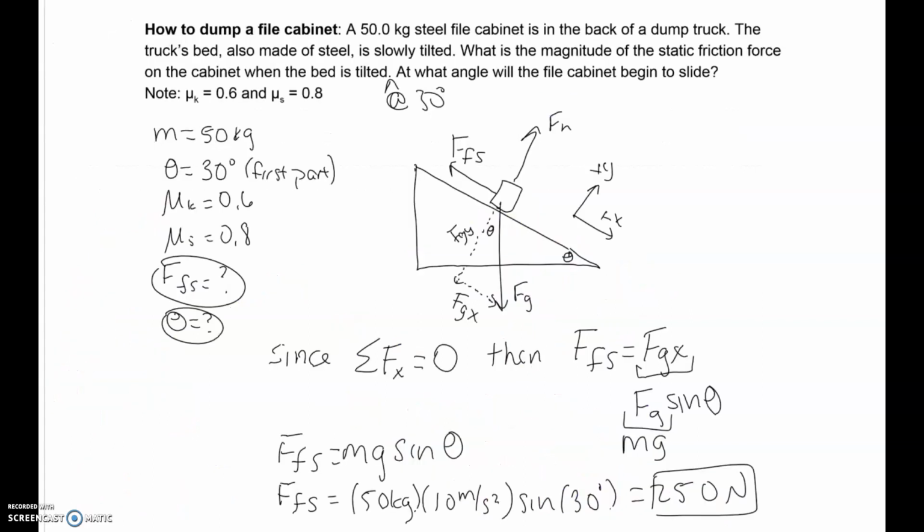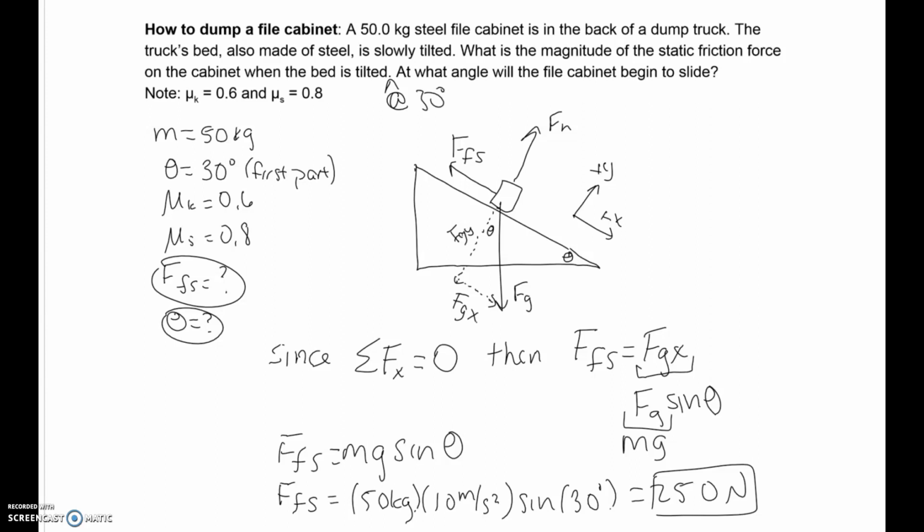Alright, so this next problem, I'm just going to talk through it, through some work that I have written here. The reason for that is just because I don't have time, frankly speaking. Anyway, so the question here says how to dump a filing cabinet. So we've got a 50 kilogram steel file cabinet in the back of a dump truck. The truck's bed is also made of steel and it's slowly tilted. What's the magnitude of static friction force on the cabinet when the bed is tilted at a 30-degree angle? At what angle will the filing cabinet begin to slide?